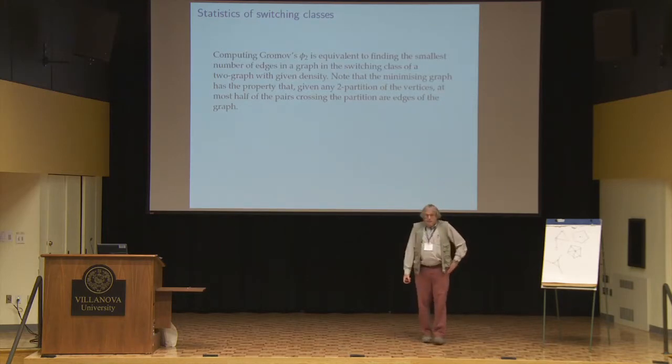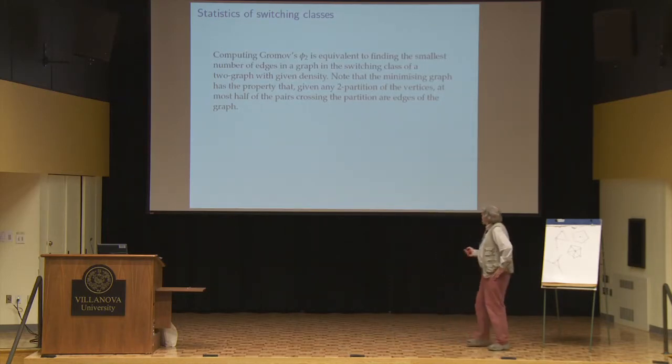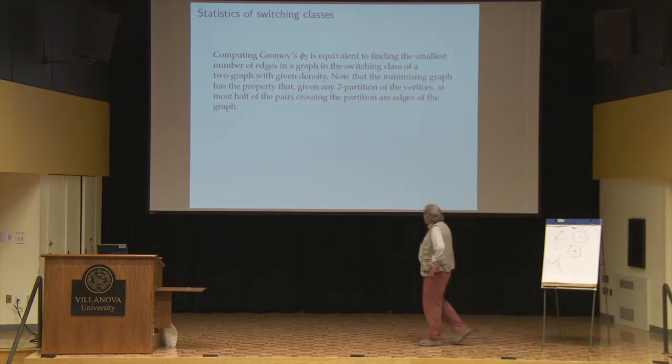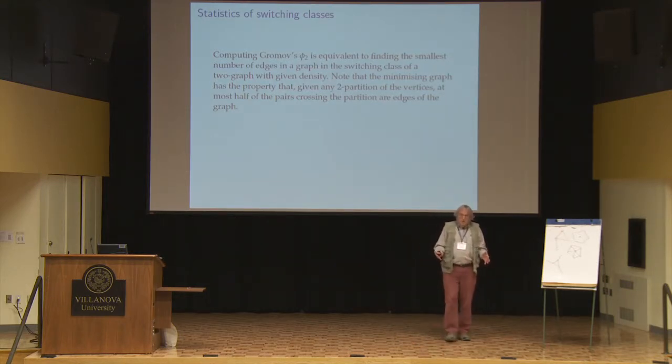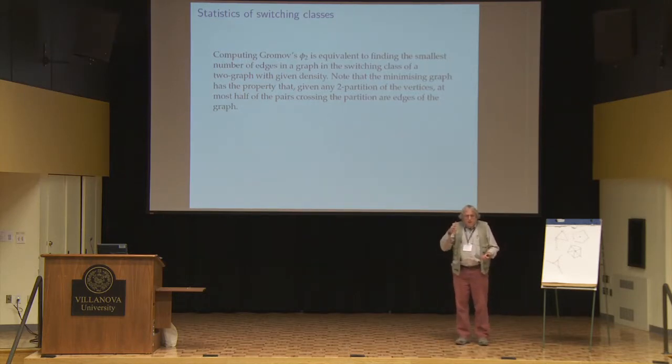Right, well, now if you just go back to what Gromov tells us to calculate. As I said, it's equivalent to finding the smallest number of edges in a graph in the switching class of a 2-graph with given density, and saying essentially just how bad that can be. Now, how do you recognize the graph in the switching class with the smallest number of edges? Well, if I take a graph and I contemplate switching it with respect to this set, all the edges from that set to its complement will go to non-edges. As long as fewer than half of the possible crossings are edges, then when I switch, the number will increase. If there were more than half, the number would decrease.